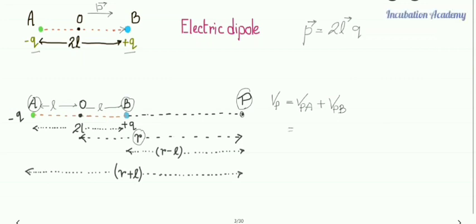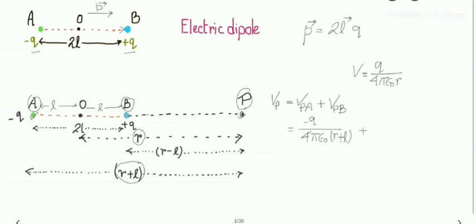What is the formula of the potential? You know it very well: q divided by 4 pi epsilon naught into r, in SI. Now the potential at the point P due to the minus q charge at A can be written as minus q divided by 4 pi epsilon naught. The separation between the point A and the point P is r plus L. Plus the potential at the point P due to the plus q charge at B, which will be plus q divided by 4 pi epsilon naught multiplied by r minus L.